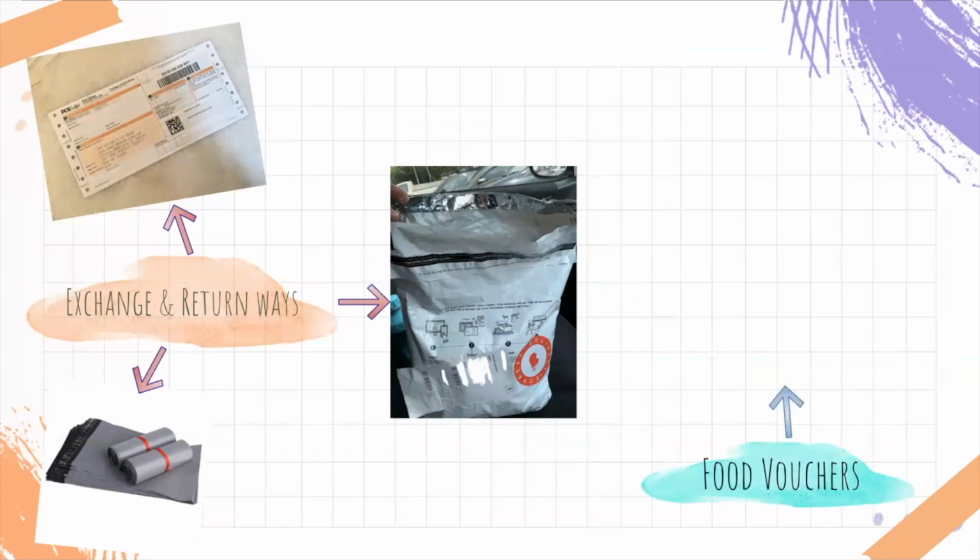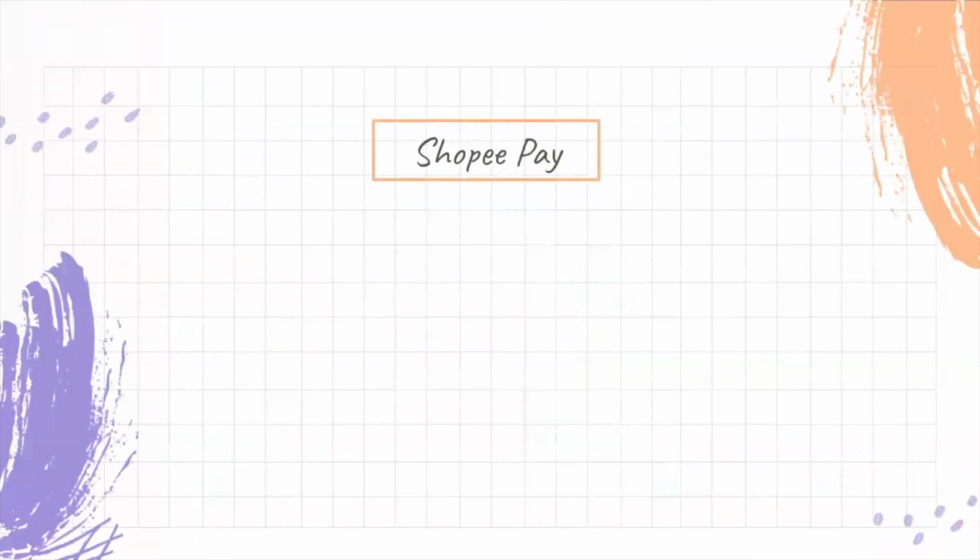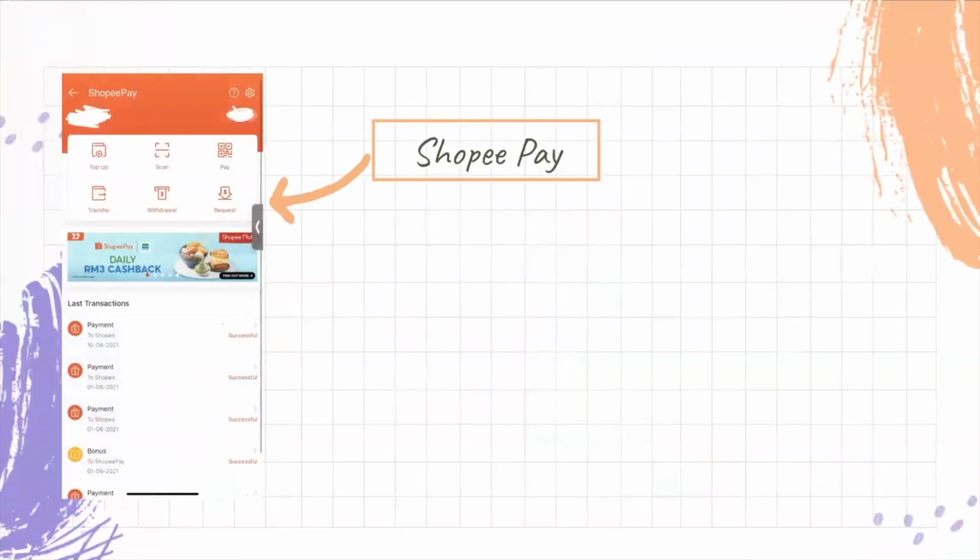Shopee also allows their customers to purchase food vouchers and beverage vouchers to get a cheaper deal at your favorite restaurants, and Zalora does not have this. Shopee also has Shopee Pay, which is just like Boost Pay, Grab Pay, and Touch and Go. It allows Shopee users to top up money into Shopee Pay and use it to purchase items online, and Zalora does not have this as well.